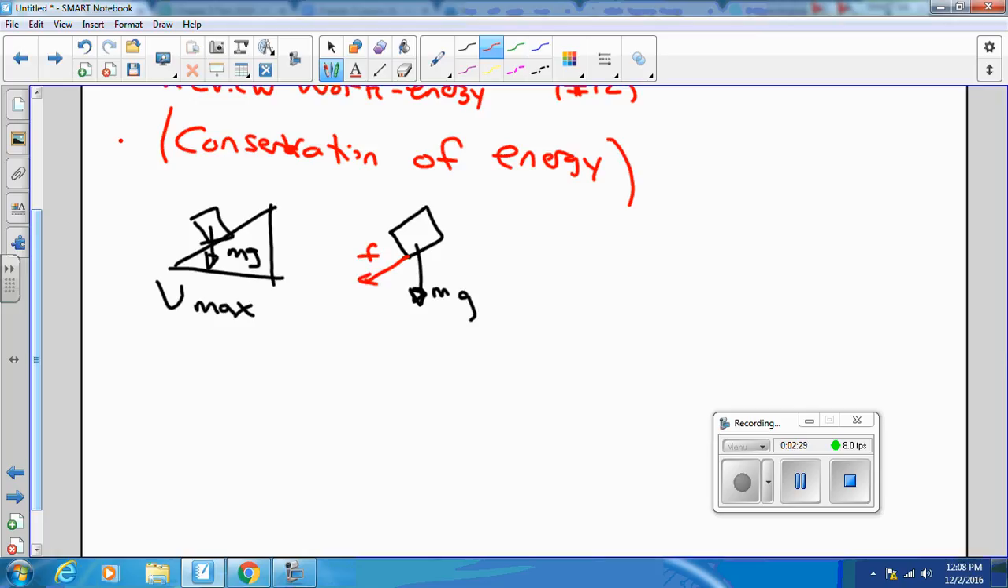Uh-huh. So do you want friction broken down or no? Yes, let's go ahead and do that. So friction then has components. We can scratch this out and replace it with its components. And this is F sine theta, you said? Yes. And this would be, therefore, F cosine theta. And that is correct. Yep.